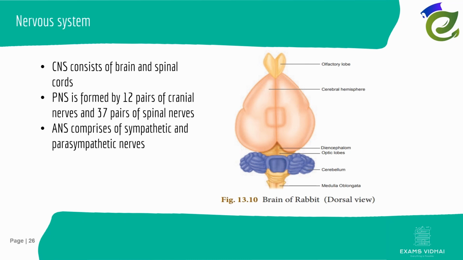The forebrain consists of a pair of olfactory lobes, cerebral hemispheres, and diencephalon. And the two hemispheres of the forebrain are connected by the corpus callosum. The midbrain includes the optic lobules, and the hindbrain consists of cerebellum, pons, and medulla oblongata. So this completes the nervous system.